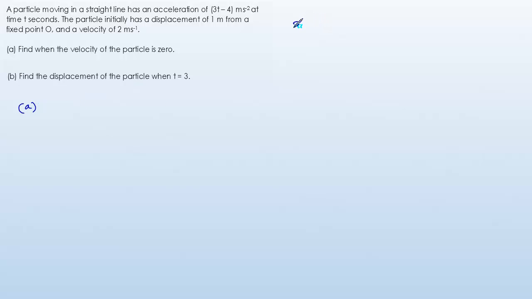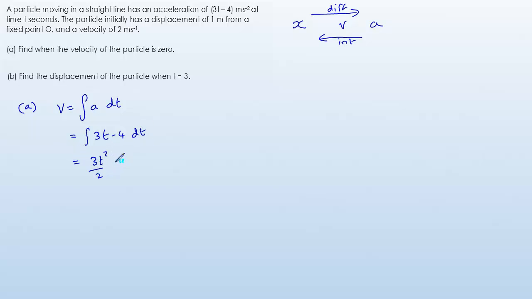Now, displacement, velocity, acceleration: we know that we differentiate when we're going that way, so we integrate going this way. So v is going to be the integral of a dt. So that's equal to the integral of 3t minus 4 dt, which is 3t squared over 2 minus 4t plus a constant.